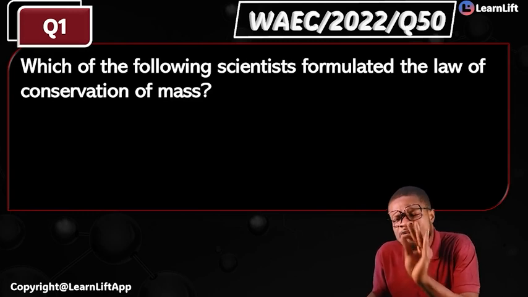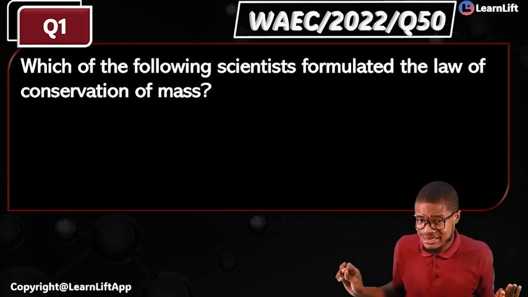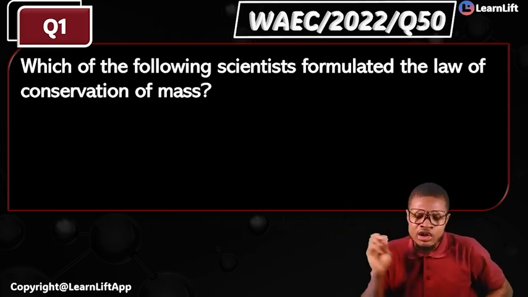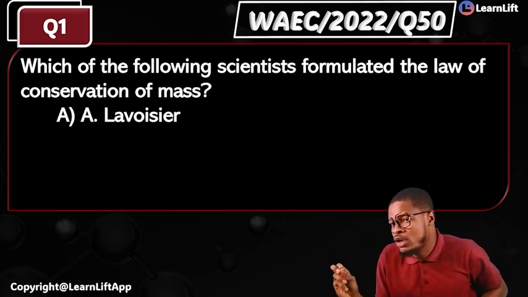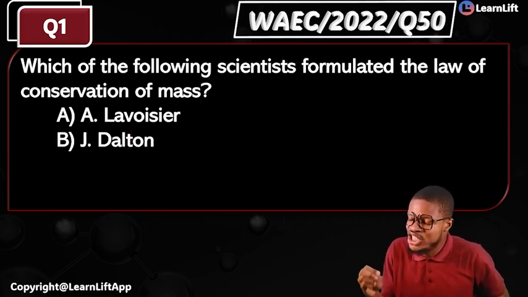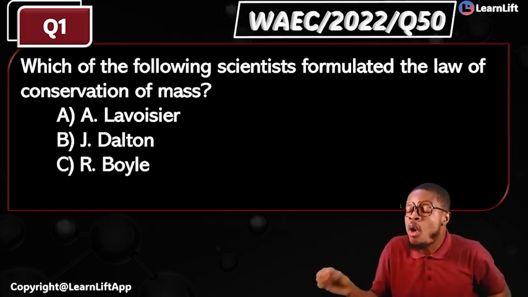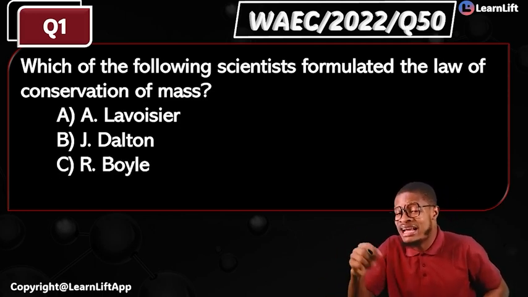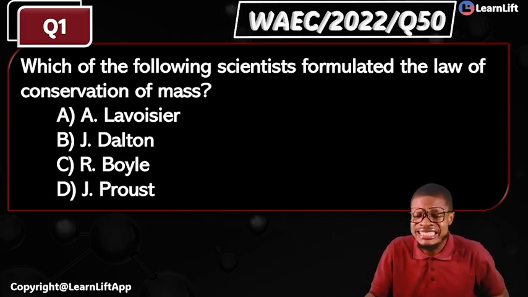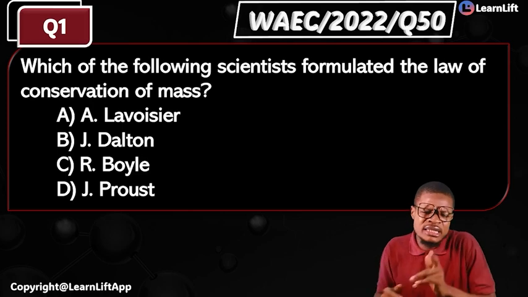WAEC said, which of the following scientists formulated the law of conservation of mass? Option A, Lavoisier, that is Anton Lavoisier. Option B is J. Dalton, that's John Dalton. Option C is R. Boyle, that's Robert Boyle, the guy that gave Boyle's law. And option D is J. Proust, that's Joseph Proust.